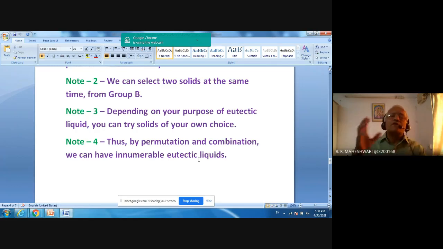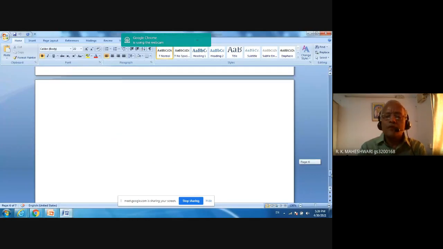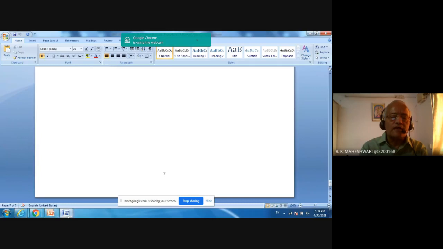Okay. Now, note 4, thus by permutation and combination, we can have innumerable Eutectic liquids. For example, very simple. If you take menthol, melting point 44, thymol, camphor, phenol, 4 things, then also you can get this Eutectic liquid. If you take 5 things, then also you can get this Eutectic liquid. So there are innumerable ways by which you can make these Eutectic liquids. Okay. Now coming to another slide.